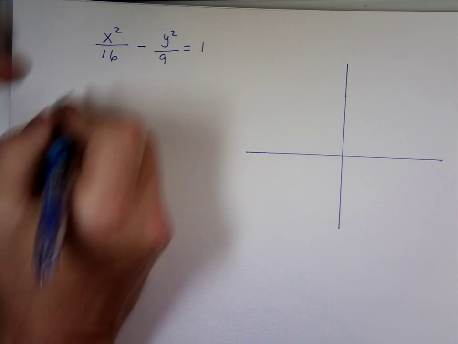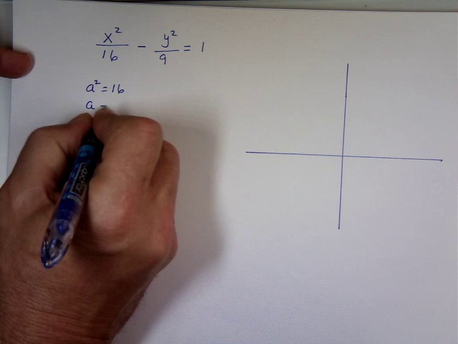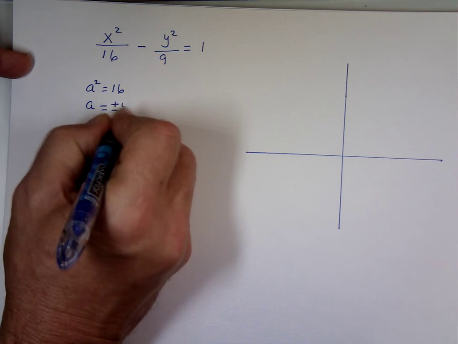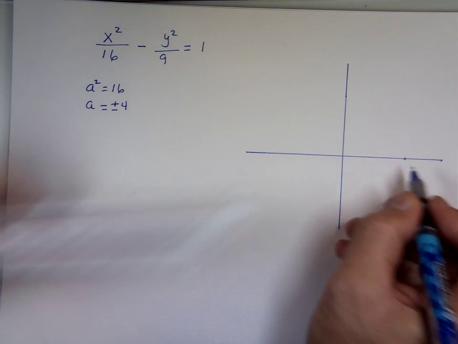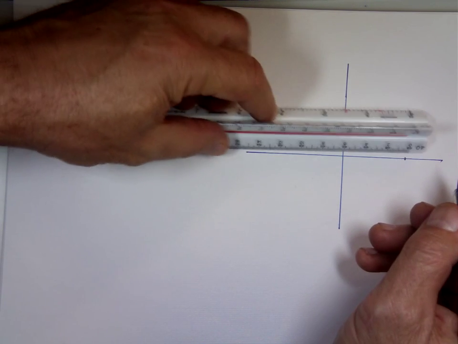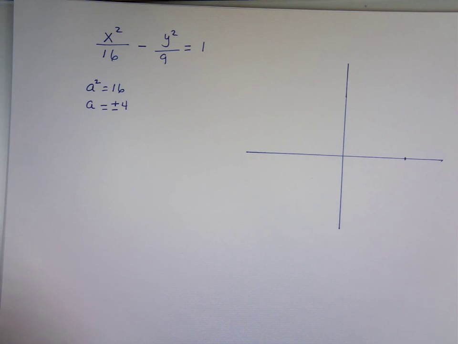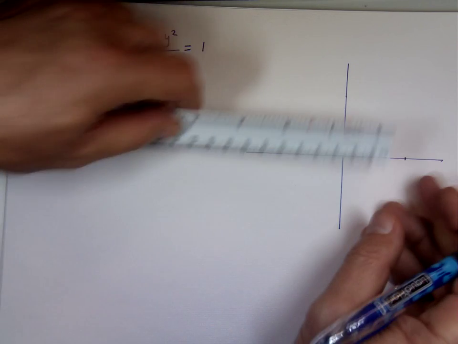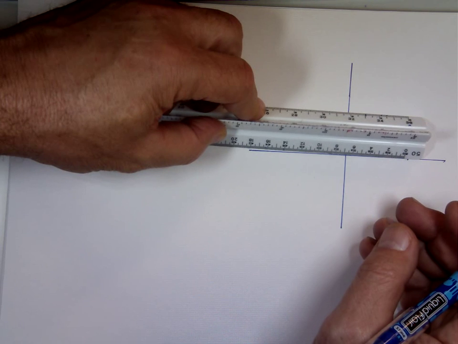So I know A squared is equal to what? 16, which means A will be what? Plus or minus 4, yes. So one value at 4 somewhere here. So if I use a ruler here, let's use 4. Where's the 1, 2, 3, 4? A little bit more than 4.